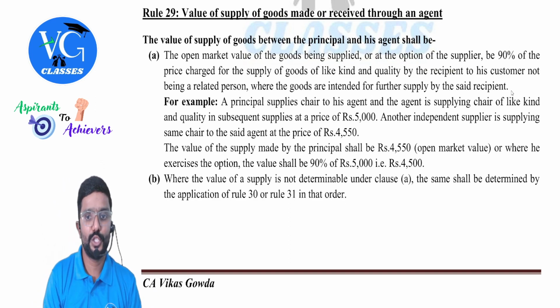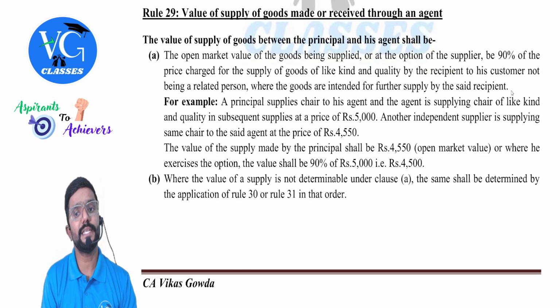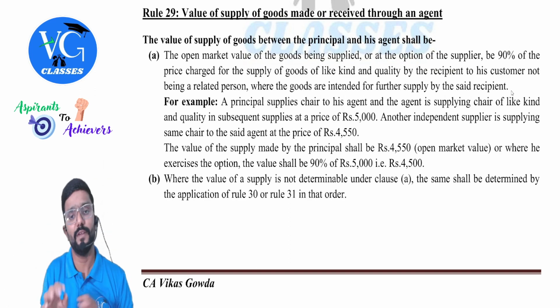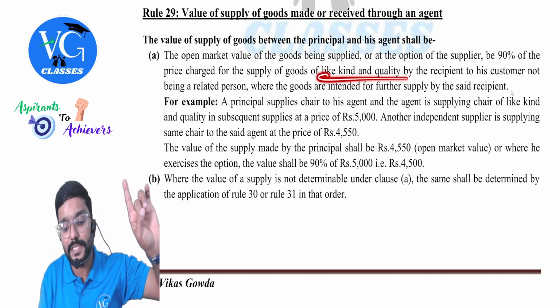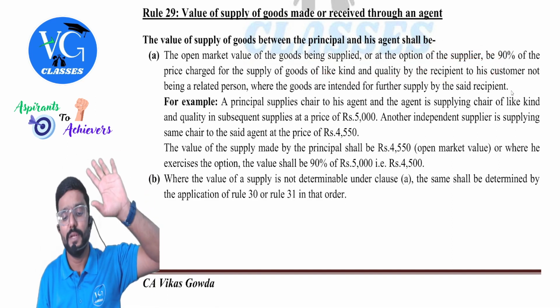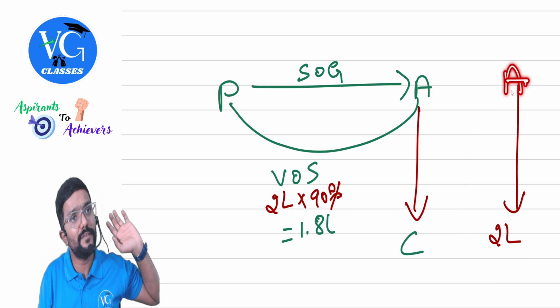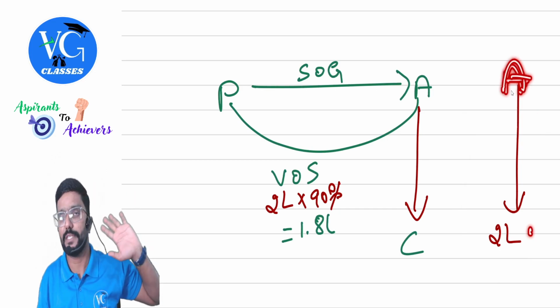Okay. For example, a principal supplies a chair to his agent, and the agent is supplying a chair of like kind and quality in subsequent supplies at a price of 5,000. That is by the agent, sir. Here they are telling us that like kind and quality is supplied by the recipient only. Same. So for example here, sir, is this the sale made by the agent itself? Yes. Agent to some other person, not to the principal, to some other person.